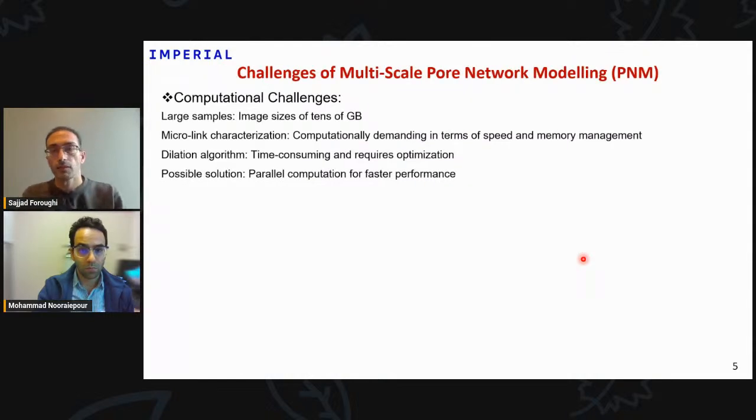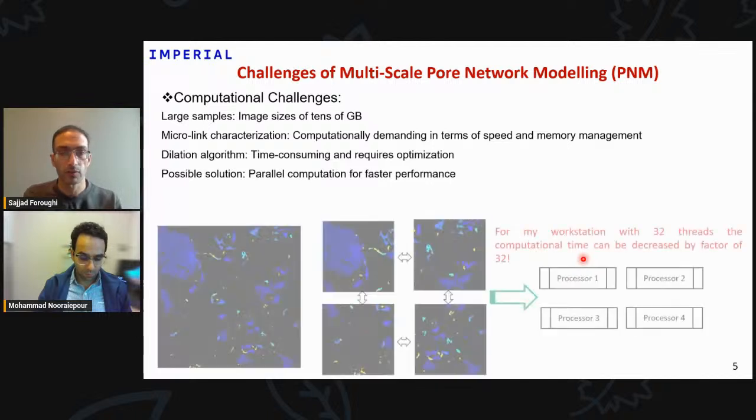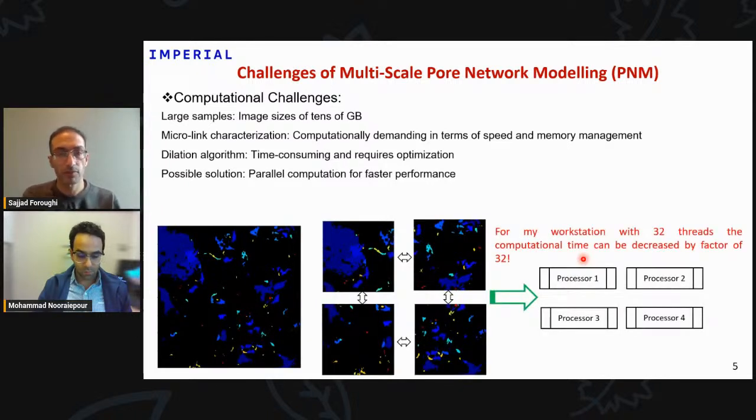So the challenge that we have is the computational challenge. The problem is that we work with a big image. In this big image, we need to do the dilation algorithm to find the nearest pore and next nearest pore. Because this image is three-dimensional, 1000 by 1000 by 1000, it's really big. We need to do it in parallel, so we decompose our pore space into subvolumes and then do the dilation algorithm on the subvolumes.